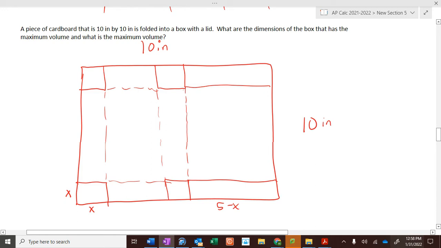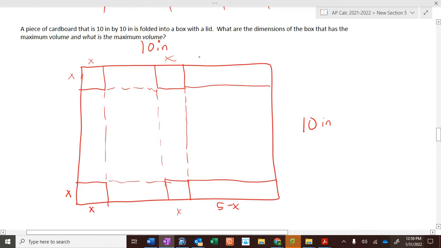All right, a piece of cardboard is 10 inches by 10 inches and it's folded into a box with a lid. What are the dimensions that the box has that maximizes the volume? We want the maximum volume. And what is that maximum volume? Okay, so I have a few dimensions down here. This is x and this is x. So each corner is x and x.